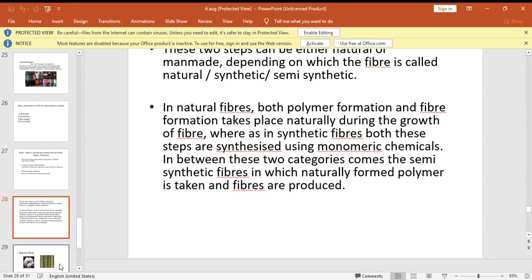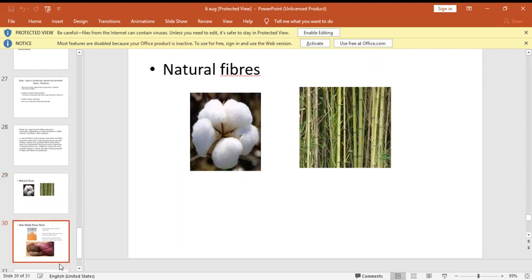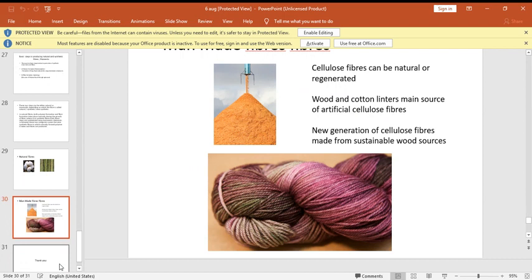In natural fibers, both polymer formation and fiber formation take place naturally during the growth of the fiber, whereas in synthetic fibers, both these steps are carried out using monomeric chemicals. In between these two categories come the semi-synthetic fibers, in which naturally formed polymer is taken and fibers are produced. And you can see the natural fibers, cotton boll, and another example. And here man-made fibers.